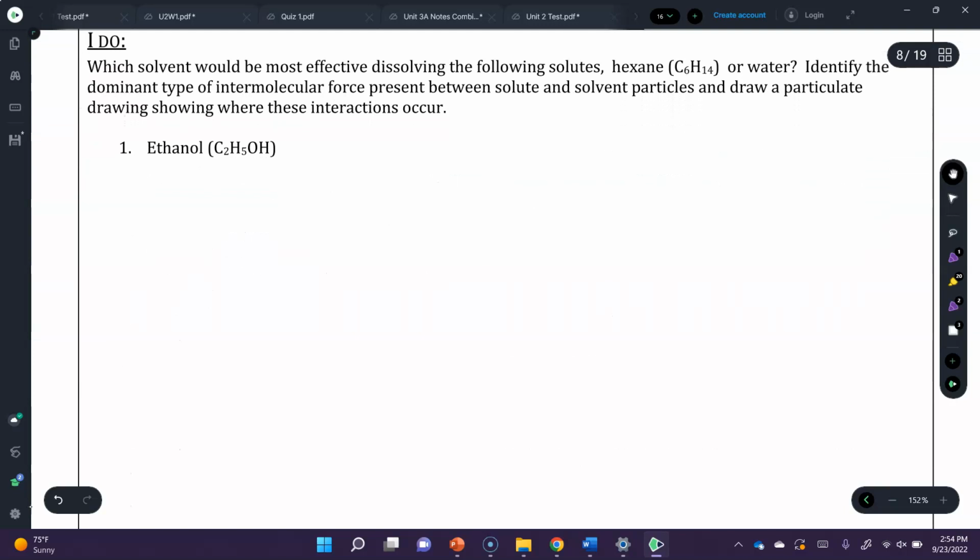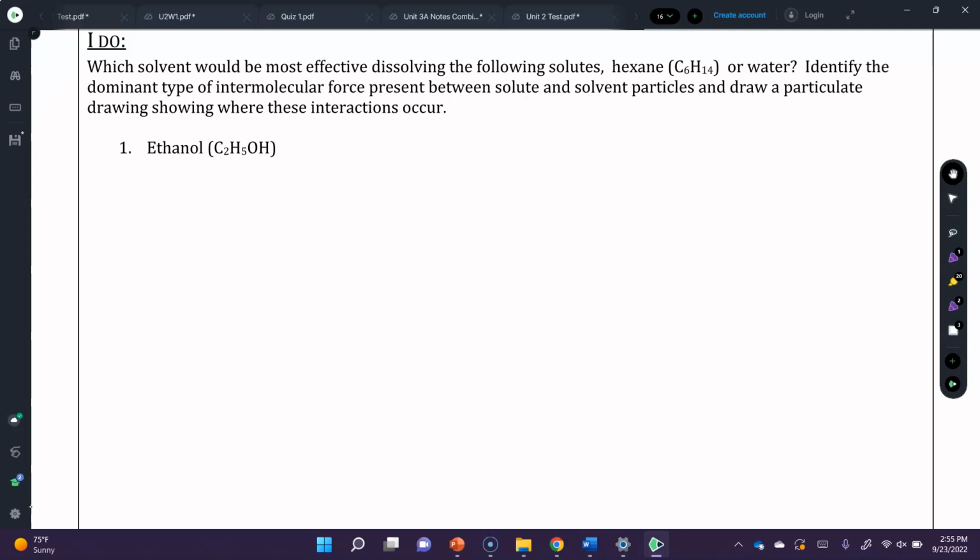Continuing on to our I do's. So here we're going to look at which solvent would be most effective in dissolving the following solutes: hexane or water. Identify the dominant type of intermolecular forces present between the solute and solvent particles, and draw the particulate drawing showing where these interactions occur. Okay, so for ethanol, we could say that either may be effective because ethanol has a carbon chain and that exhibits similar London dispersion forces to hexane, while it also has an OH bond that can do hydrogen bonding.